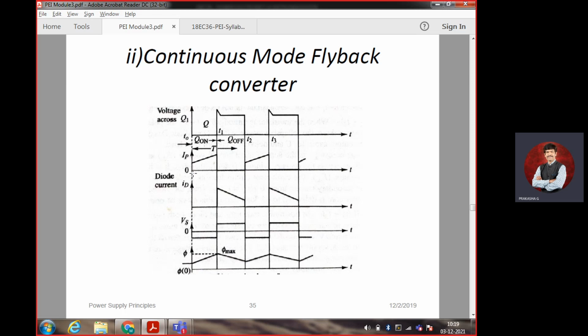See here, the primary current initially has some value, and even though it comes down to 0, once again it starts from there each time. That is the Q on time and the Q off time. The Q on time has some initial current, and the Q off time also has some initial current; that is the diode current. This is your primary current, this is the diode current. The primary current increases, and during the off time the diode current keeps decreasing.